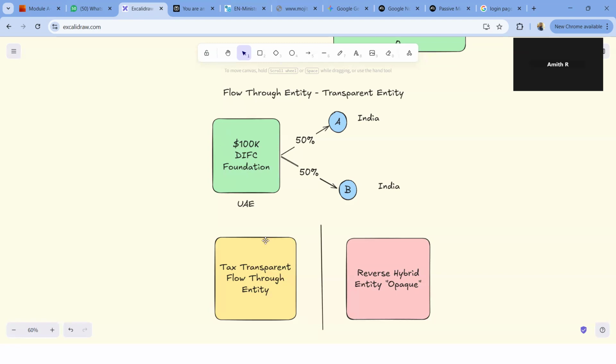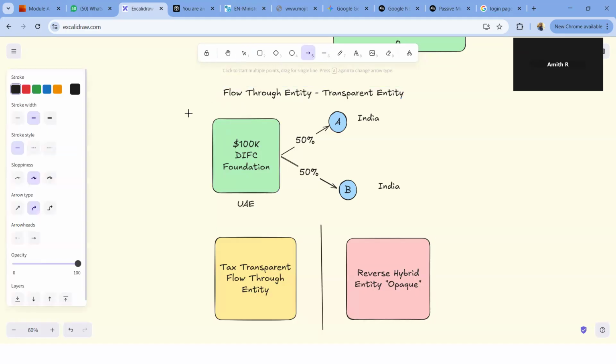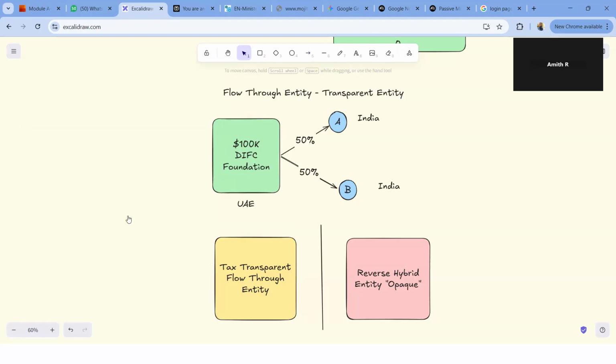So whenever there is a flow through entity as a constituent entity in your MNE group, then you have to first check whether it is a tax transparent entity or whether it is a reverse hybrid entity.